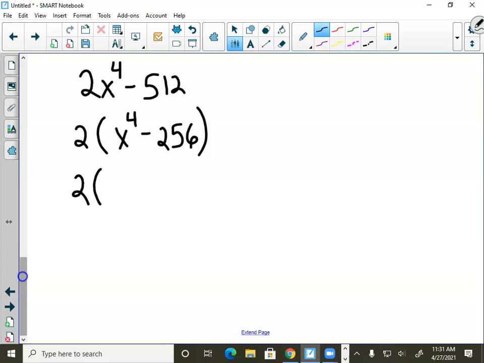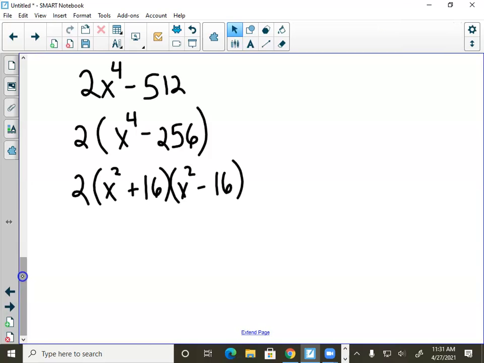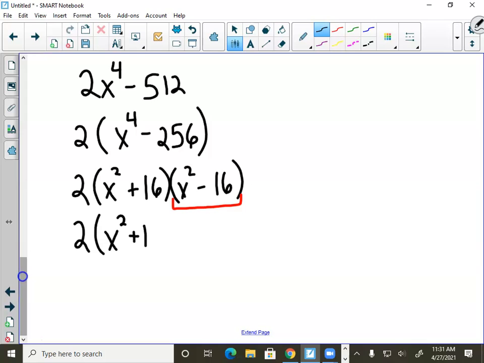So we're going to take the square root of x to the 4th, which is x squared. The square root of 256, which most of you would know at this point in your life, is going to be 16. And we have different signs. So we have a positive and we have a negative. But we're not finished, because this piece over here is the difference between squares again. So we have to factor that. So now we have a 2, we have the x squared plus 16, and now this, x squared minus 16, is the difference between squares.